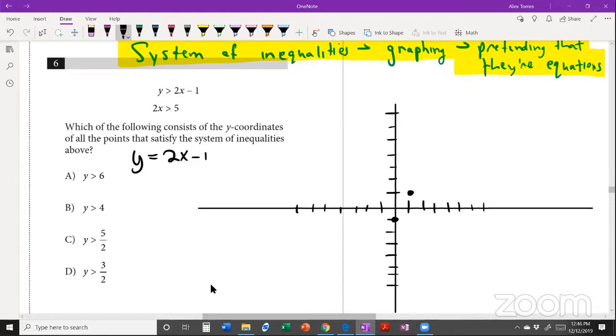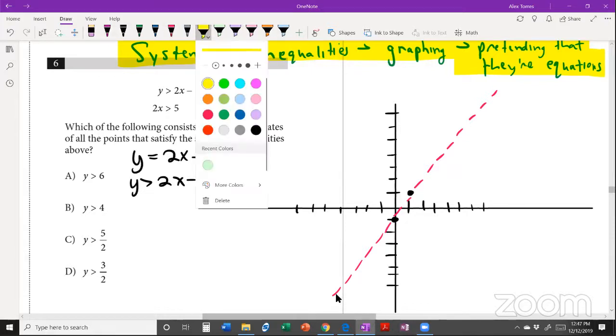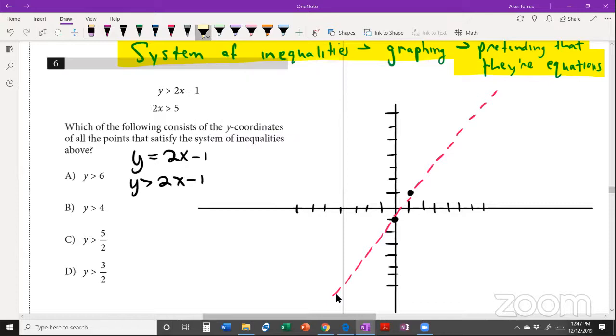So now it's actually not y equals 2x minus 1, it's y is greater than 2x minus 1. So we're going to do a dashed line because greater than would be dashed and greater than or equal to would be solid. And because it's greater, we shade above. If it were less, we would shade below. So we'll go ahead and shade that. We're shading above. Doesn't have to be perfect. So that's what we're shading.